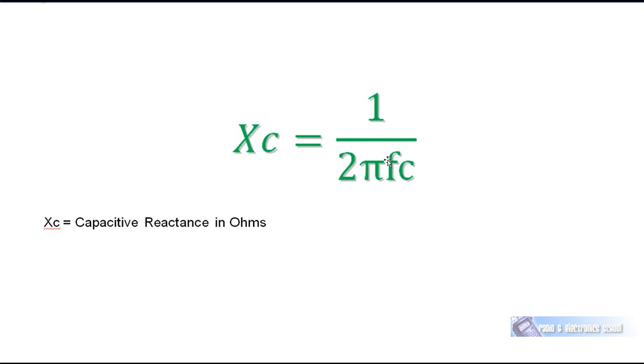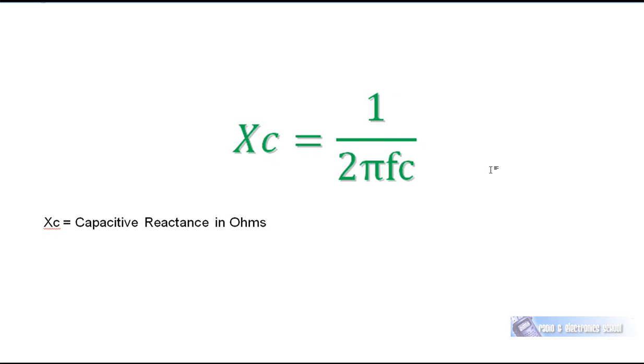If anything in the denominator is made smaller, then that will make XC larger, an inverse proportion. Whatever F does, XC does the opposite. If you double F, you halve XC. If F goes up, XC goes down. If the capacitance goes up, XC goes down. If the capacitance goes down, XC goes up. Whatever F and C do, XC does the opposite. Increasing F or C will decrease XC, decreasing F or C will increase XC.